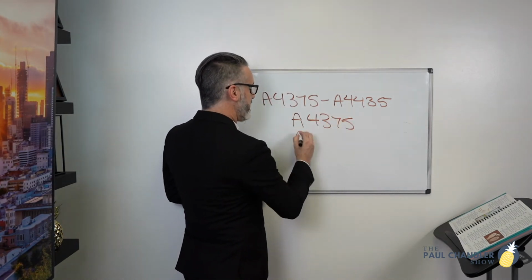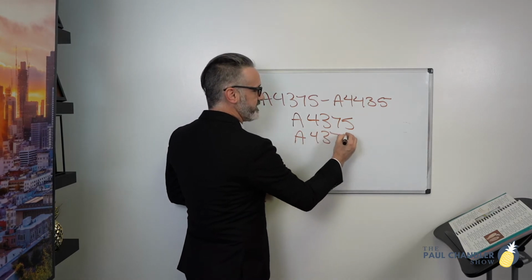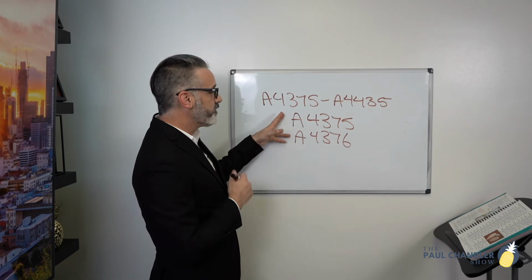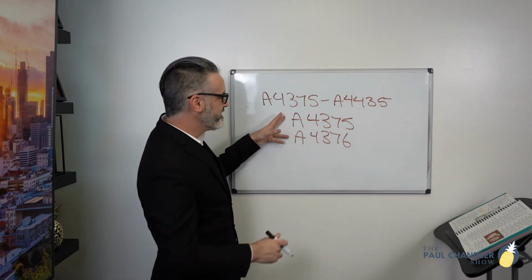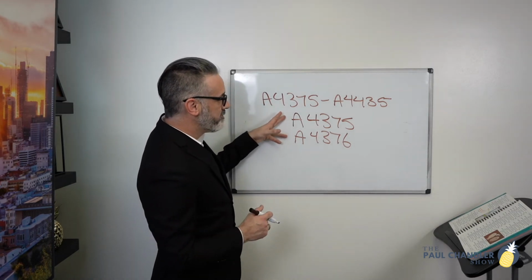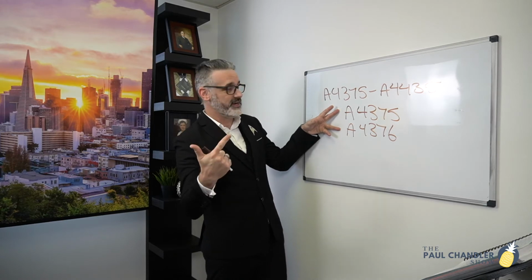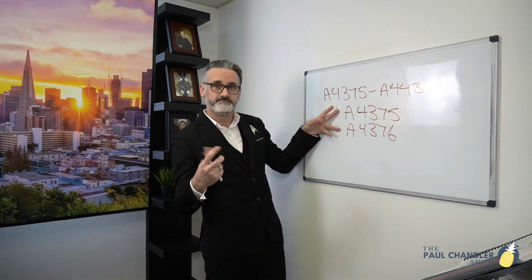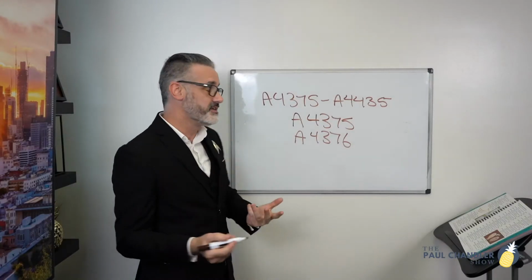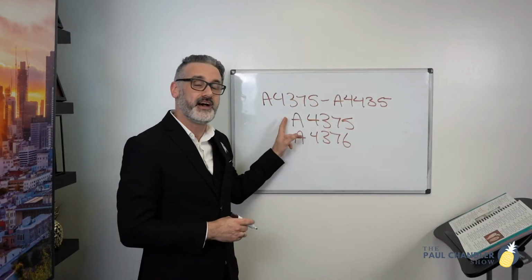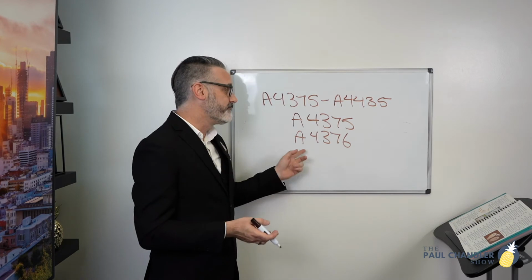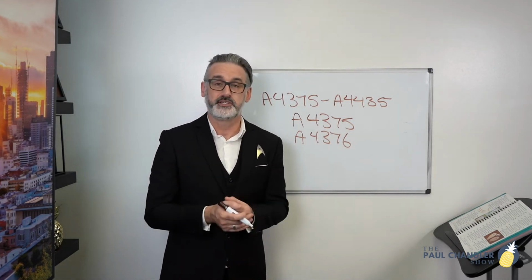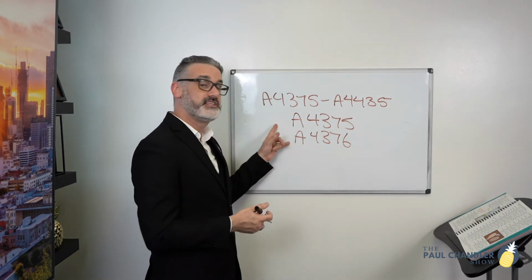A4375 and A4376. Looking at both of these codes, we have A4375 and A4376. Both of these are ostomy pouch, comma, drainable, comma, with faceplate attached. But then this variable is, what's it made out of? A4375 made out of plastic, A4376 made out of rubber. So plastic and rubber, two different materials. That's the difference between these two codes.